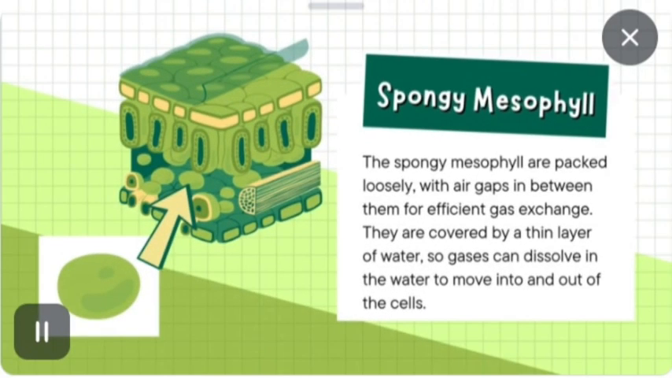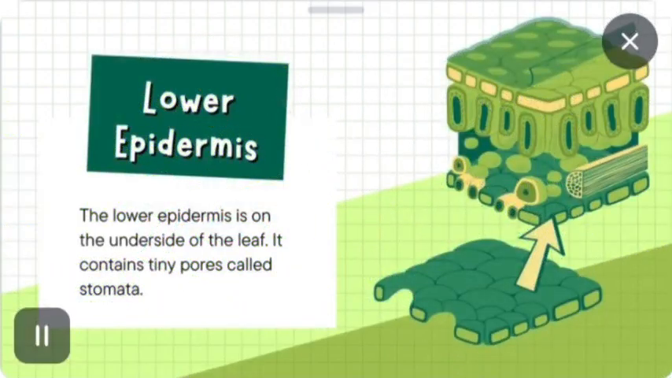The next is spongy mesophyll. The spongy mesophyll cells are packed loosely with air gaps in between them for efficient gas exchange. They are covered by a thin layer of water, so gases can dissolve in the water to move into and out of the cells. So after the layer of chlorophyll, next it comes to the spongy mesophyll. This is the layer where the cells are loosely packed and the exchange of gases can take place.